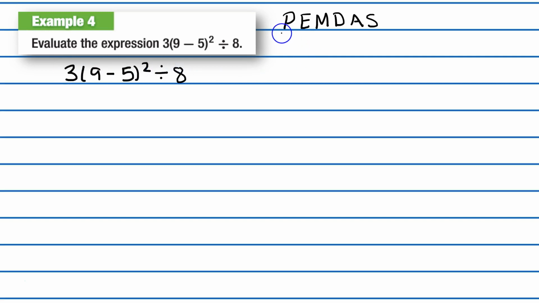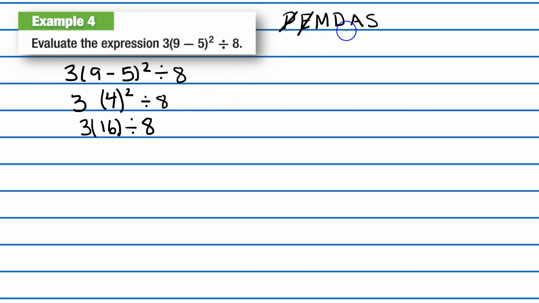First thing it says is to do the parentheses. Looking in here, 9 minus 5 is in my parentheses. So I have 9 minus 5, which is 4. I am done with that step, so I cross that out. Then I have an exponent, which I do here. Remember, that is 4 times 4, which is 16. So now I have 3 times 16 divided by 8.